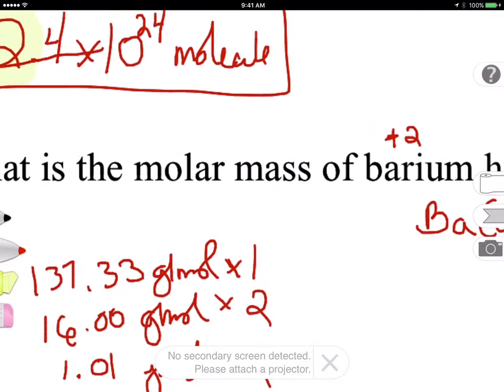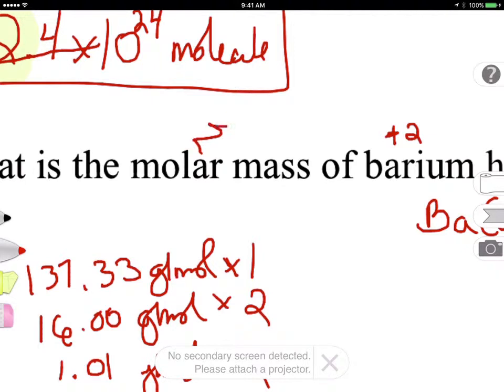When you are doing molar masses, always go out to 2 decimal places. And I'm going to write this here, 2 decimals. Sorry about that. I want you to write that down when we're doing our molar masses, 2 decimals, okay?